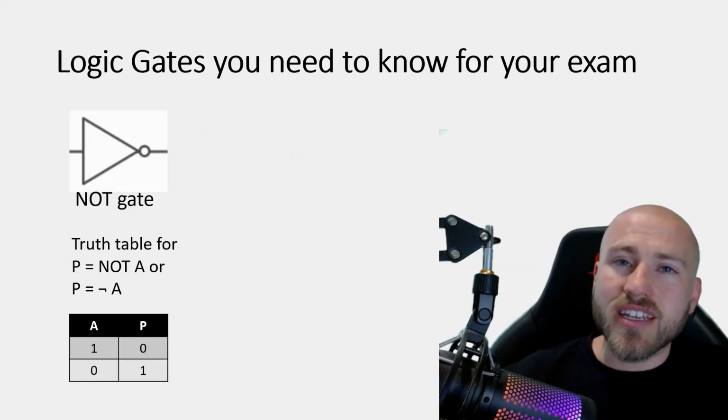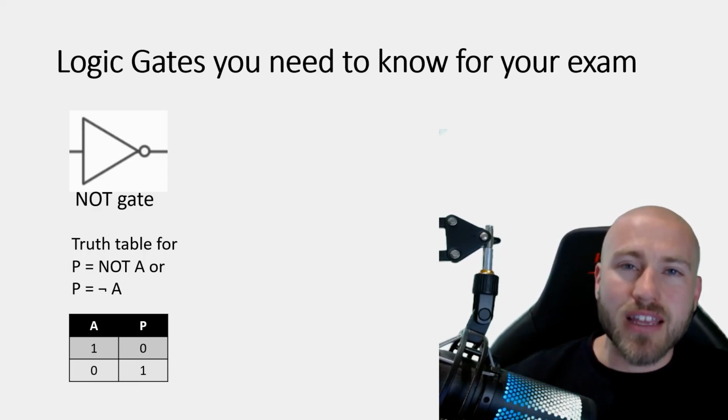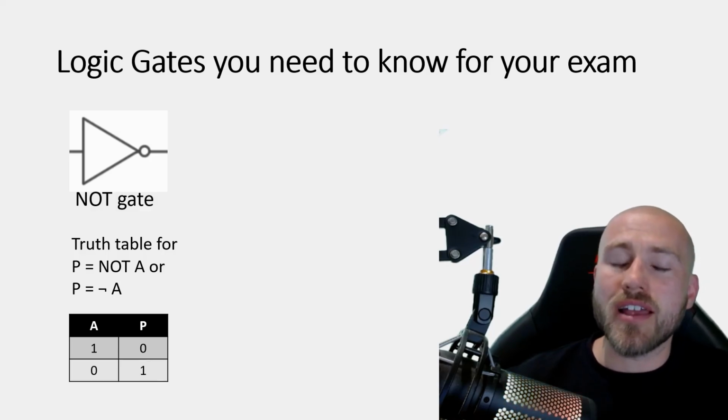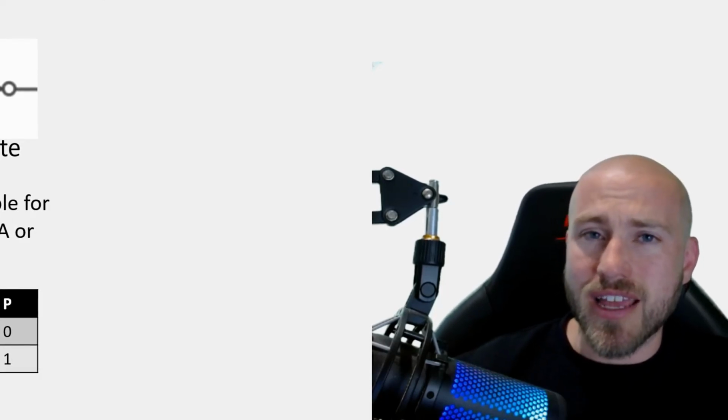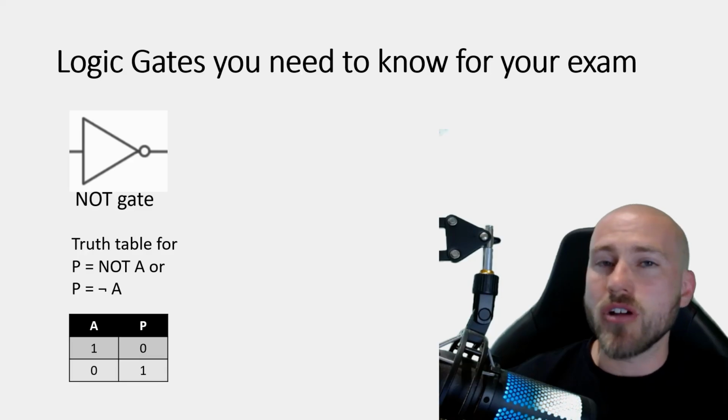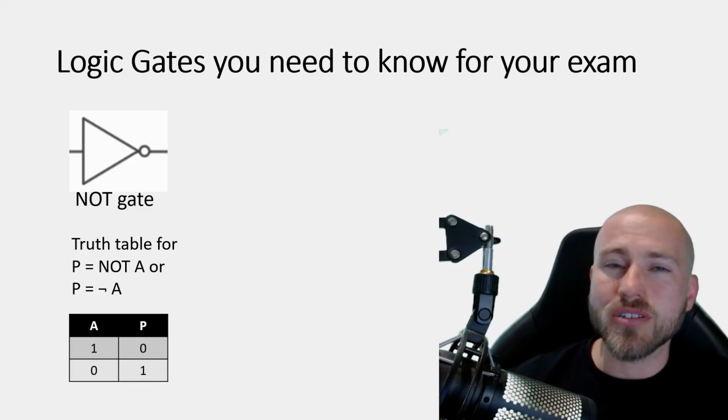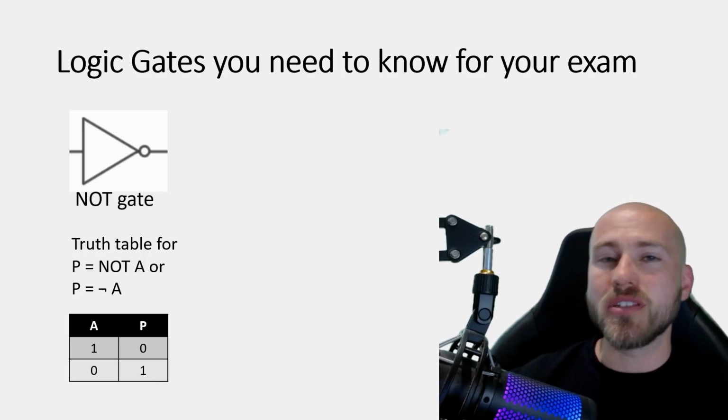The first logic gate that we're going to look at is the most simple one, which is called the NOT gate. And this is like a triangle with a circle on the end. If you forget your circle, you'll lose a mark, so you need to remember the circle on the end of it. This one's fairly straightforward because it's only got one input and one output. Whatever goes in, the opposite comes out.